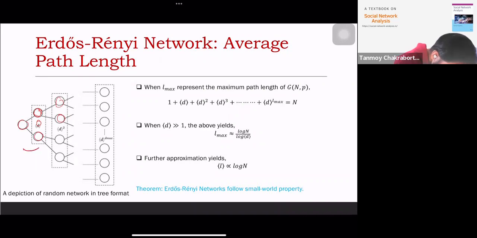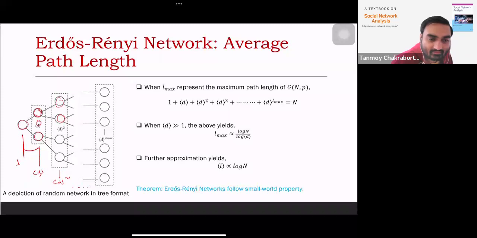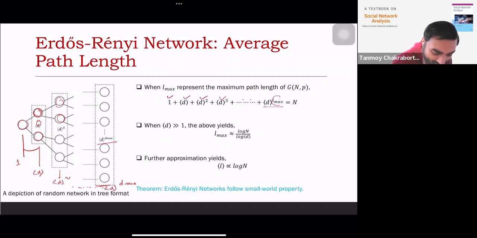So in the 0th layer you have only one node. In the first layer you have ⟨d⟩ number of nodes. In the second layer you have ⟨d⟩² number of nodes, and so on and so forth. Let's assume that the diameter, the maximum shortest path, is L max. So we can go up to L max. In the last layer, this would be ⟨d⟩ to the power L max. So 1 plus ⟨d⟩ plus ⟨d⟩² plus ⟨d⟩³ and so on, up to ⟨d⟩ to the power L max. So L max is the diameter.